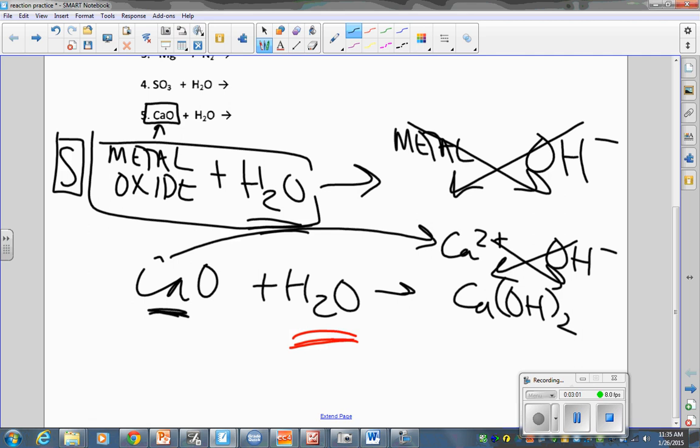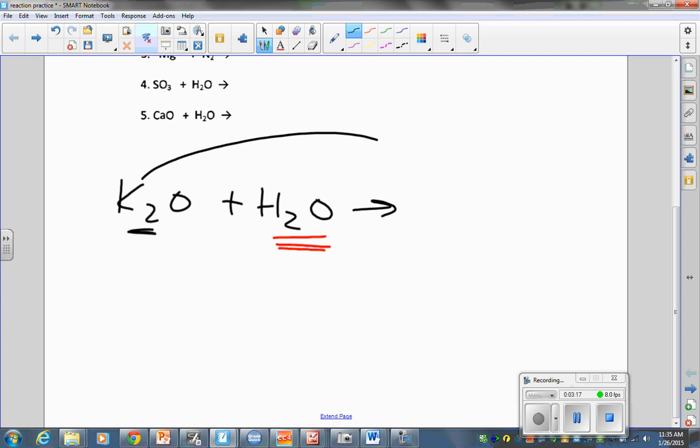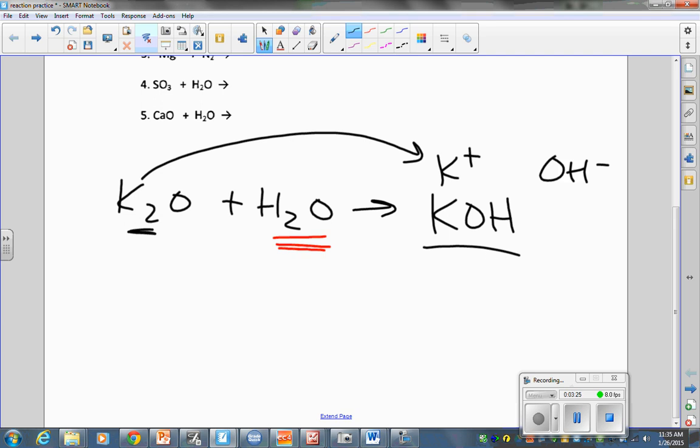Okay, let me do one more. Let's say I gave you K2O plus H2O. Alarm goes off, I have water on the left-hand side. I look, oh, I got a metal. So I'm going to bring the metal over, K+. I know automatically from memorization, cross it with the OH, bam, I get KOH. And then obviously I have to check that it's not balanced, but you can do the balancing at this point. I expect you to be able to do that.